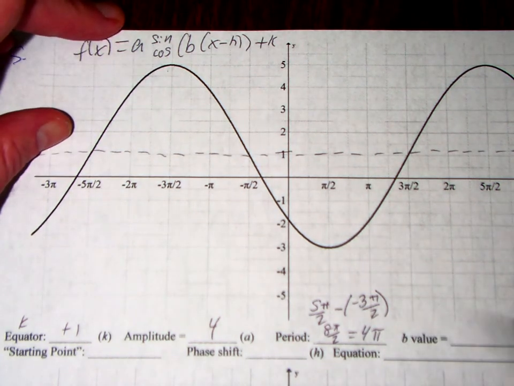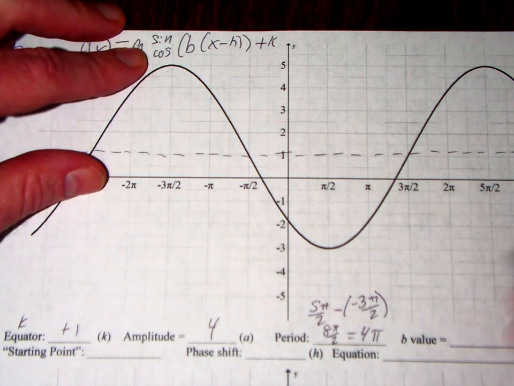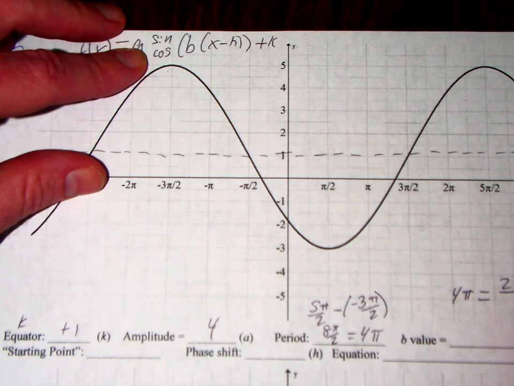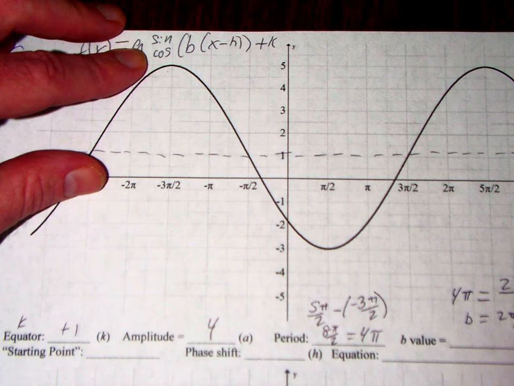Now, if you remember from, again, going from an equation to a graph, we knew that the period equals 2 pi over b. So I can use that same equation. So I can say that 4 pi, that's my period, must be equal to 2 pi over b. And doing a little bit of algebra to solve for b, b is going to be equal to 2 pi over 4 pi.